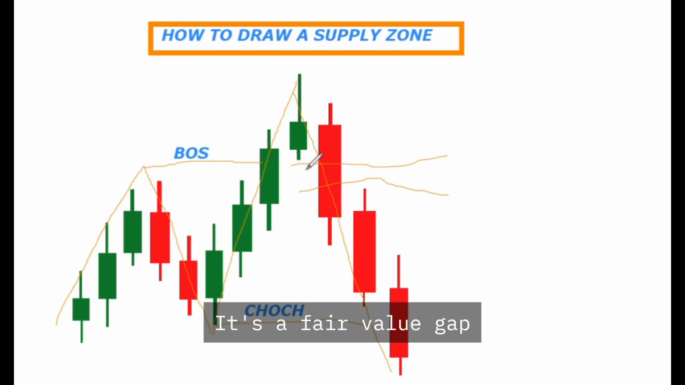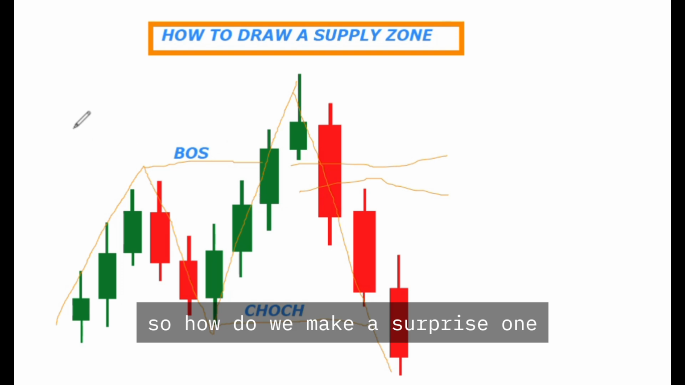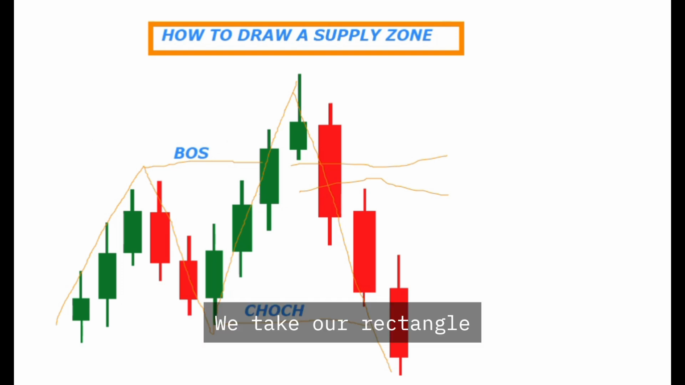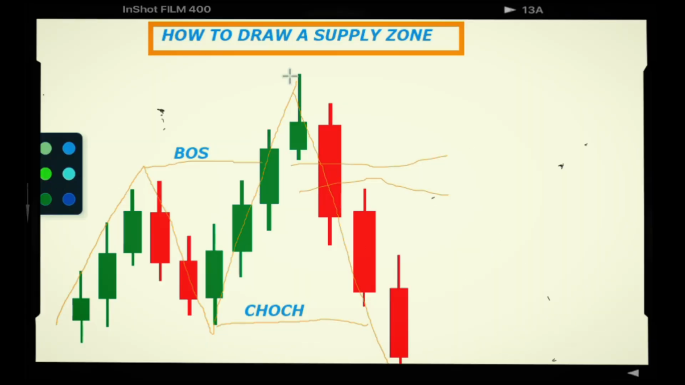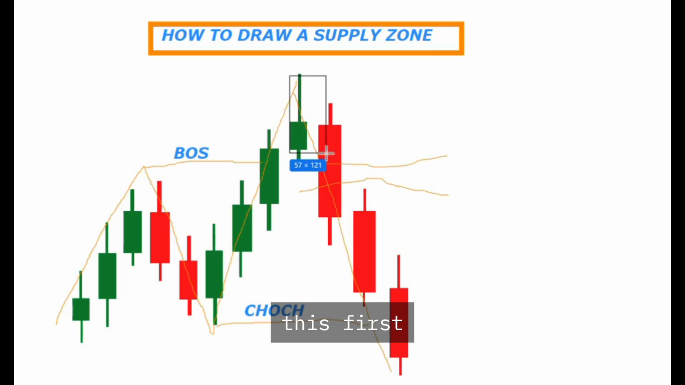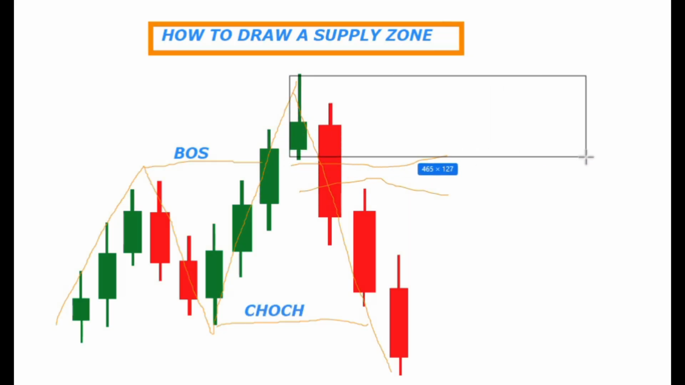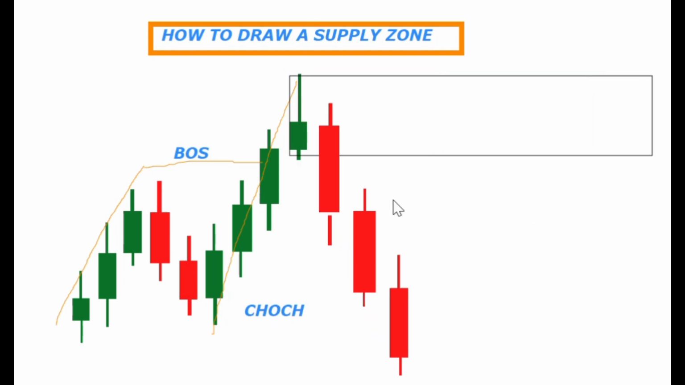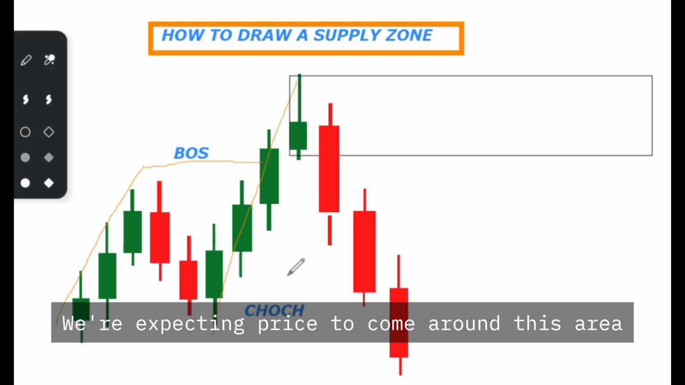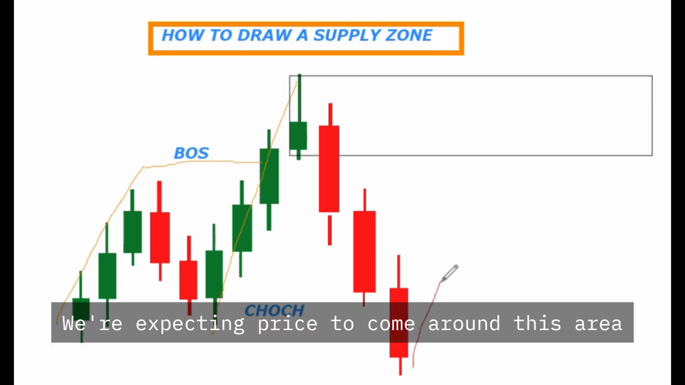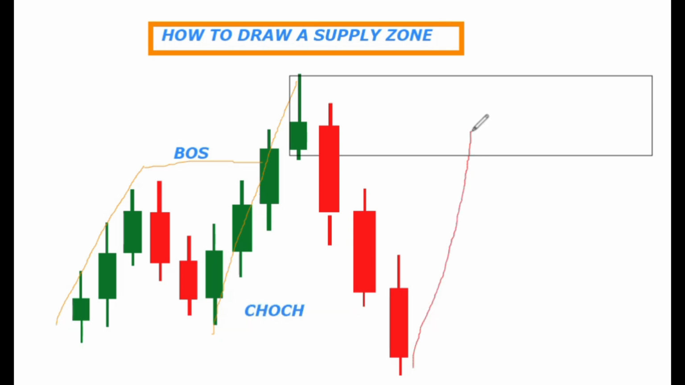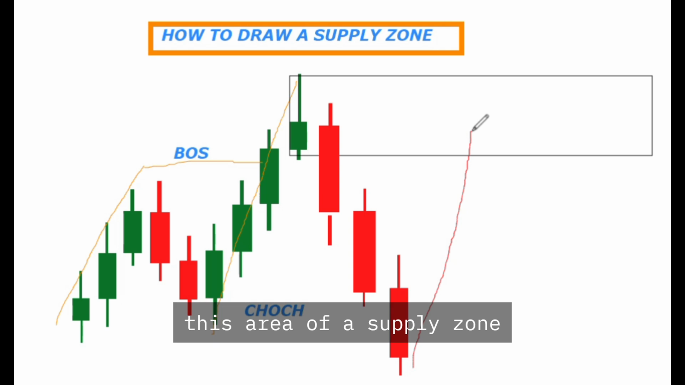It is a fair value gap. So how do we mark a supply zone? We take our rectangle, we mark this first bullish candle like that. Okay, so what we're expecting is price to come around this area of a supply zone.